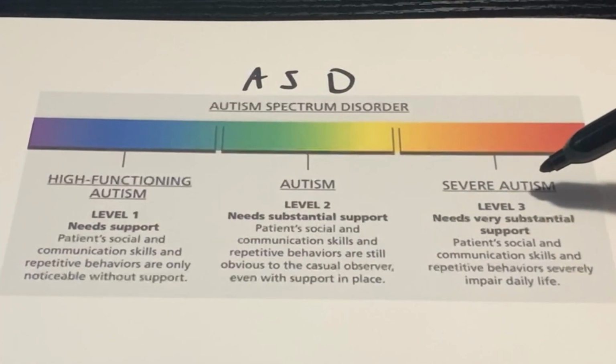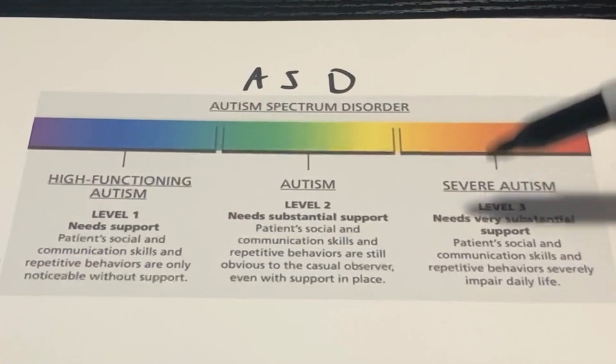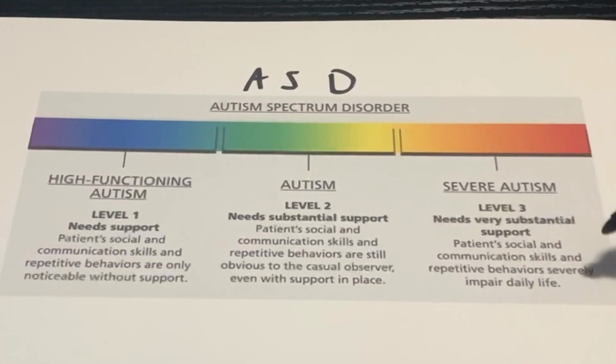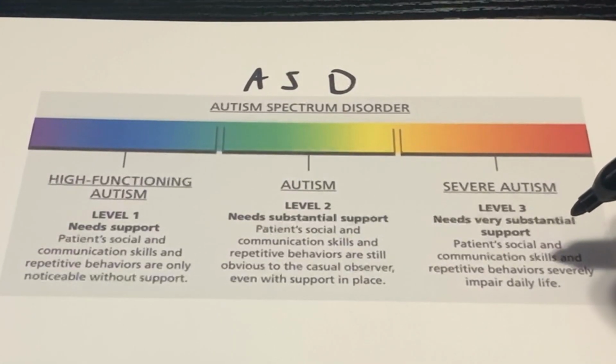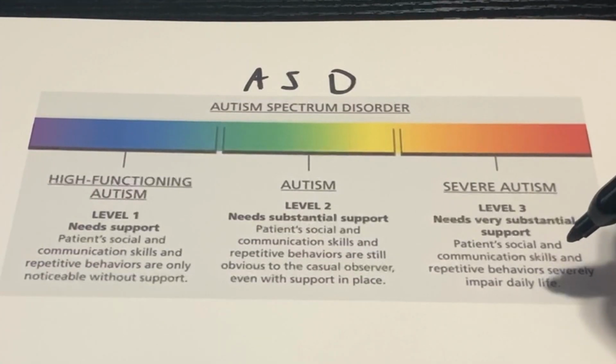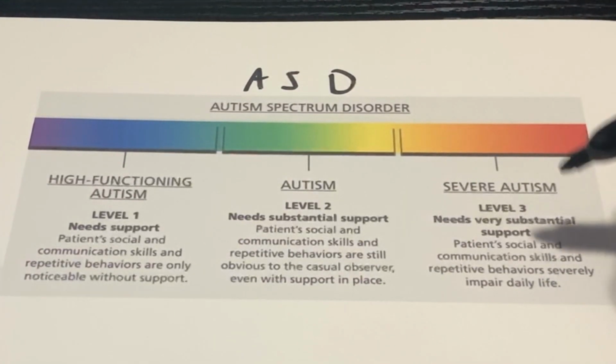And severe autism, which is level 3. This would be the Asperger's syndrome, more severe side, and they need very substantial support. Patients' social and communication skills and repetitive behaviors severely impair daily life.